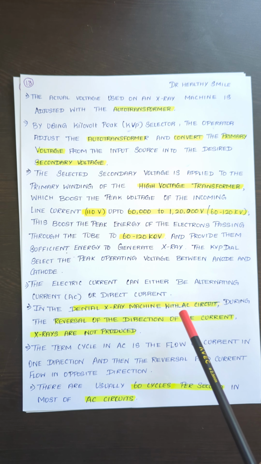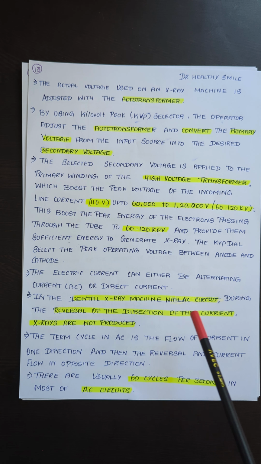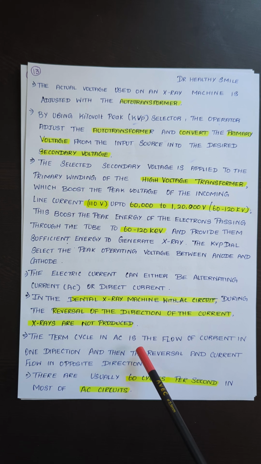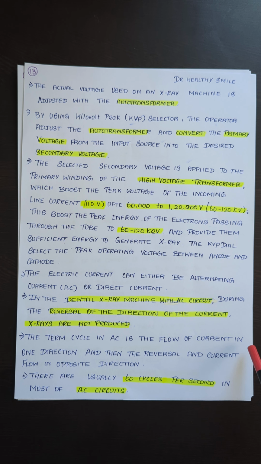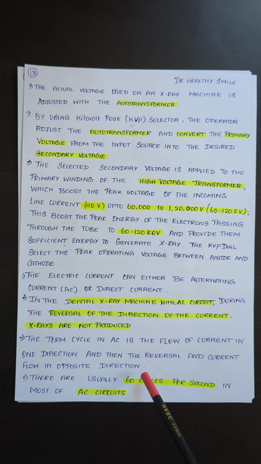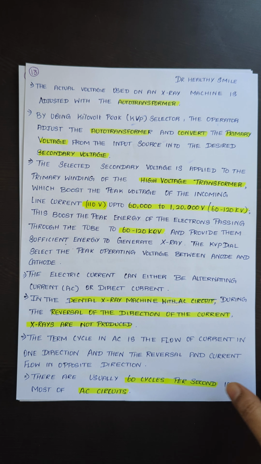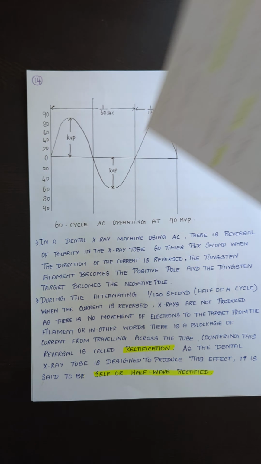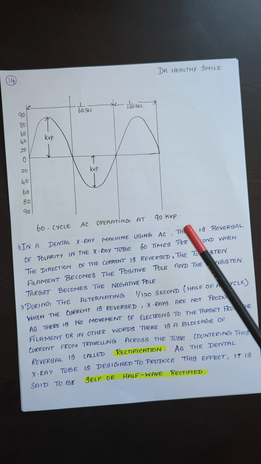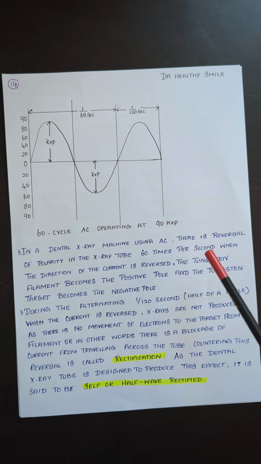In the dental X-ray machine with an AC circuit, during the reversal of the direction of the current, X-rays are not produced. The term cycle in AC is the flow of current in one direction and then reversal and current flow in the opposite direction. There are usually 60 cycles per second in most AC circuits. In a dental X-ray machine using AC, there is reversal of polarity in the X-ray tube 60 times per second.